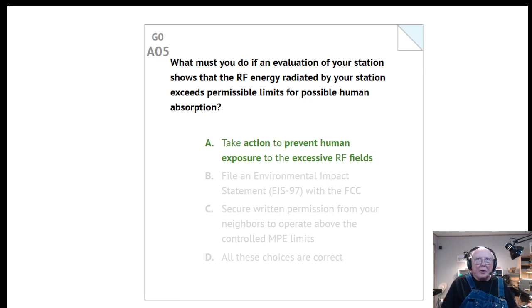In other words, move the antenna farther away. If your radio room, your shack area, is too close to the antenna, you may fall into this category. And if that's the case, move the antenna out a little further, or put it up higher, or get it further away from the people or person that's in question. All right. A. Take action to prevent human exposure to the excessive RF fields. It's a big, long question and a big, long answer. A. All right.